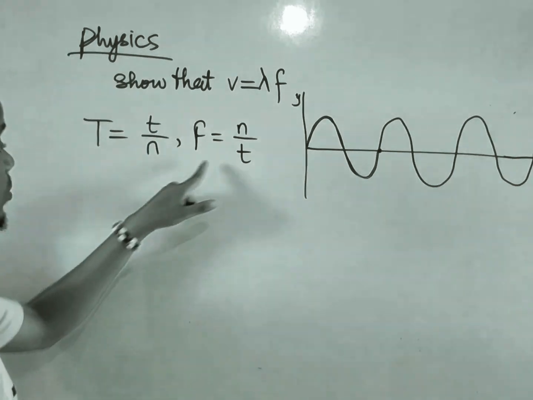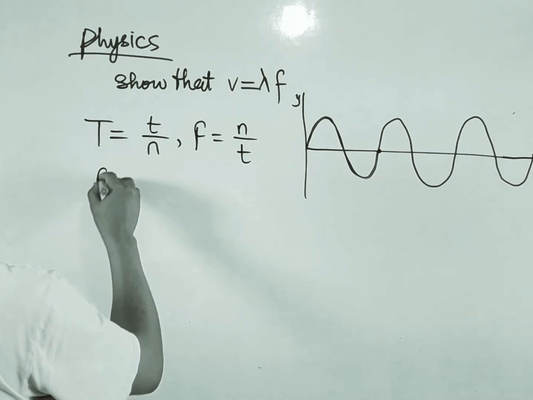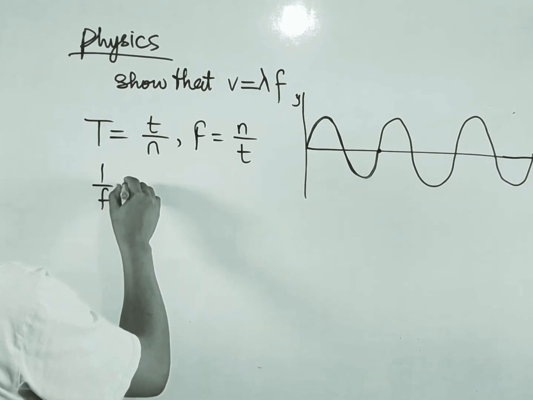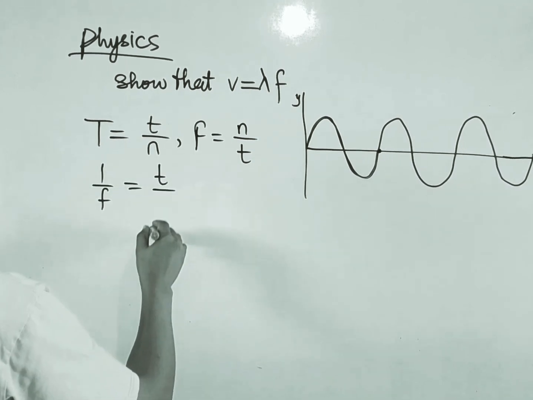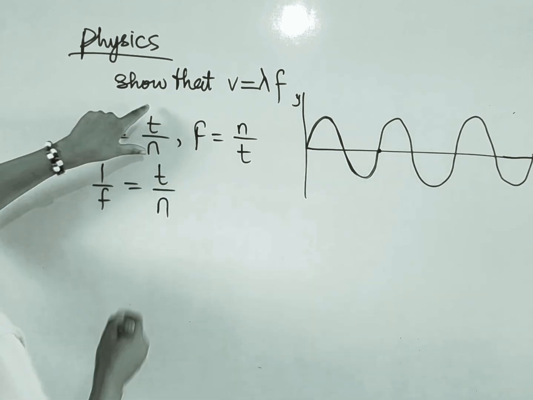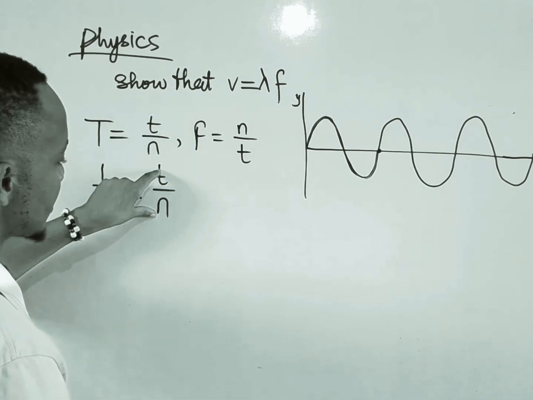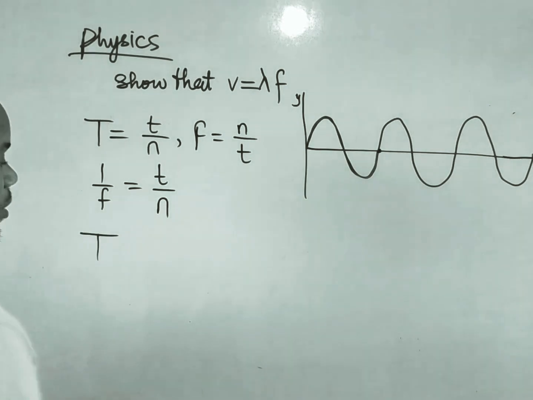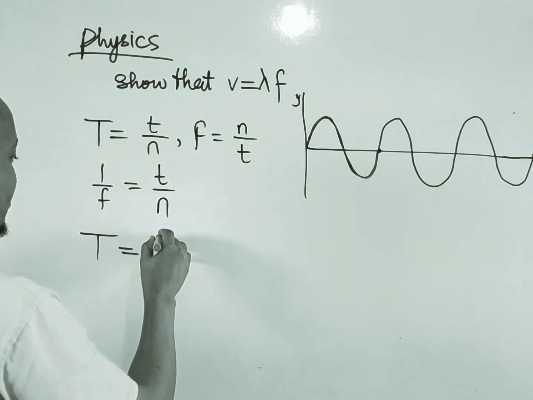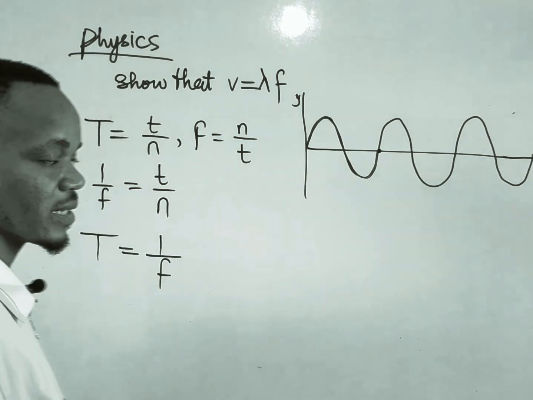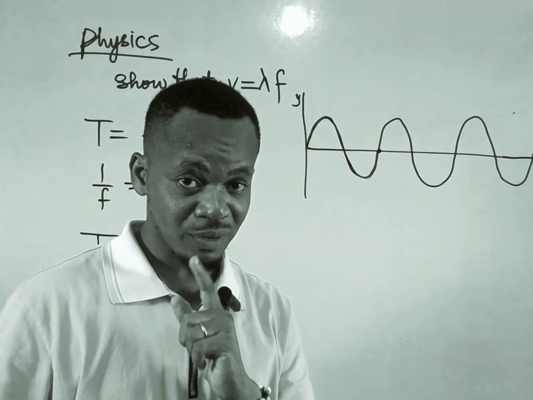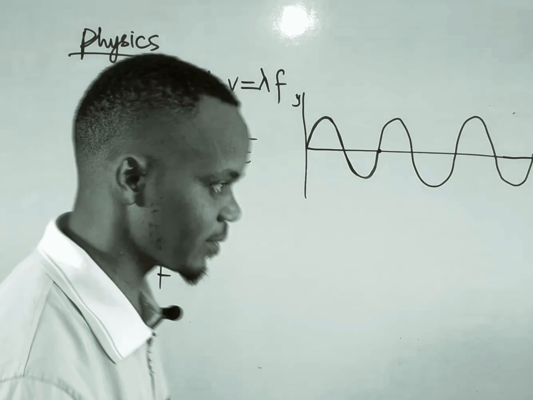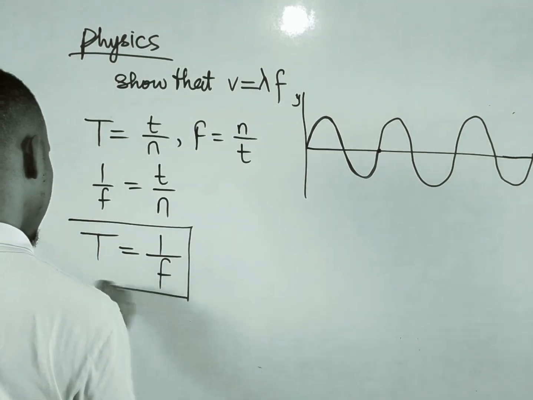If I express frequency to look like period, you will see that if I take the reciprocal of frequency, I have 1 over f is equal to t over n. You see that these two are the same. So next I equate them: period is equal to the reciprocal of what? Of frequency. Do you follow? I am going somewhere, so don't relax, take your time and see what I am doing. So I now have this one.